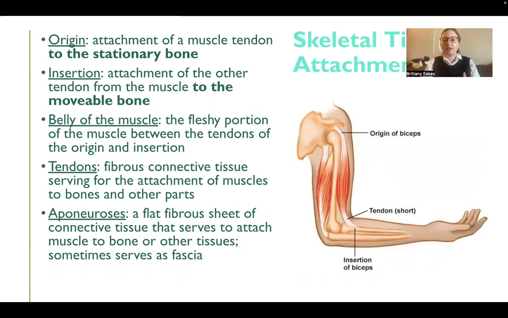We have different parts of the muscle. We have the origin, the belly, and the insertion. The origin is the attachment of a muscle tendon to the stationary bone, the one that does not move. And the insertion is the attachment of the other tendon of that muscle to the movable bone. So the classic example of this is the biceps. You'll see that the origin is right here near the humerus, and the insertion is going to be on that movable bone, which is the ulna and the radius.